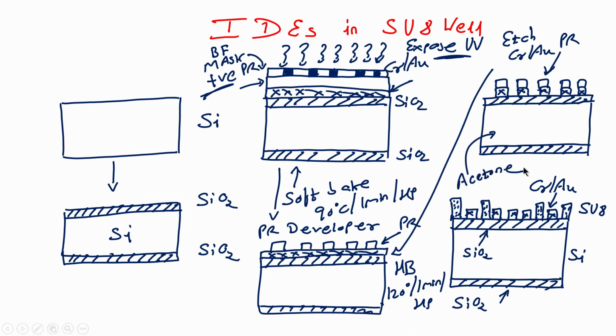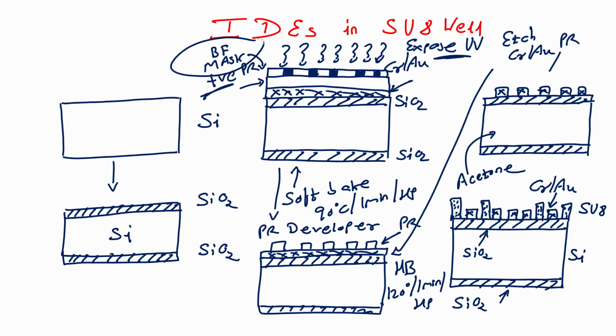in acetone. Acetone will strip off the photoresist, right. Here, the photoresist is protecting the metal below it, and the metal which is exposed will get etched in chrome gold etchant, followed by which we have to strip off the photoresist. So, we are dipping the wafer in acetone. When we dip the wafer in acetone, what you will have is interdigitated electrodes.